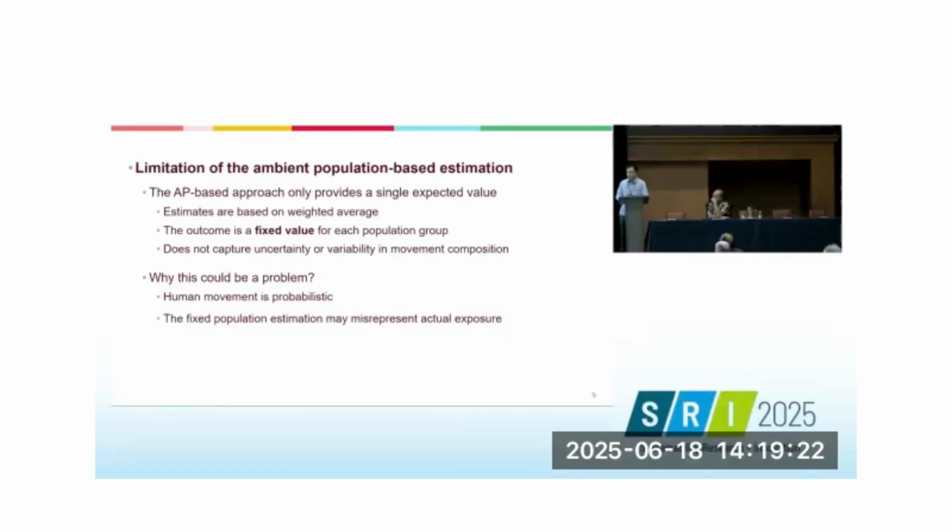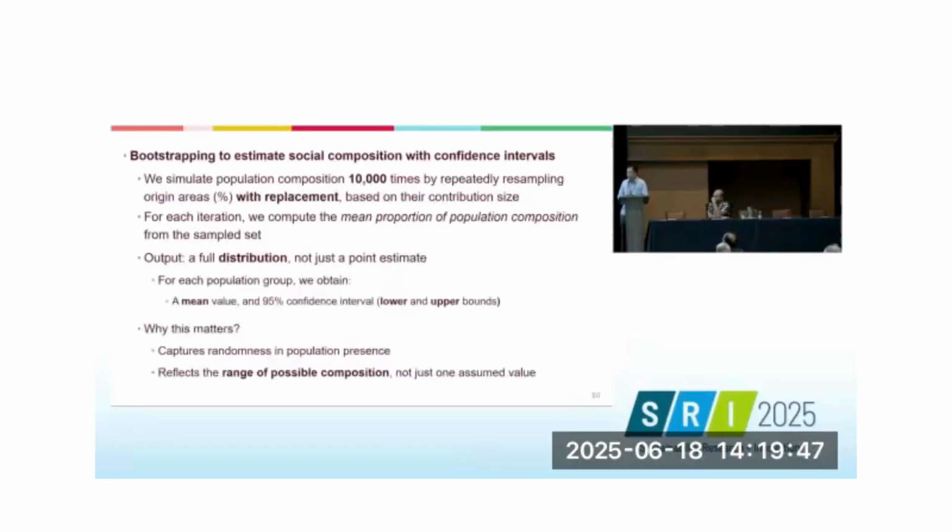Why could this be a problem? Because human movement is probabilistic, and different samples of the data can result in different compositions, so a fixed population estimate may misrepresent the actual exposure. With this issue in mind, we use bootstrapping. In this study, we make a refinement of the ambient population-based method. We provide a new method called bootstrapping to estimate the social composition with confidence levels.